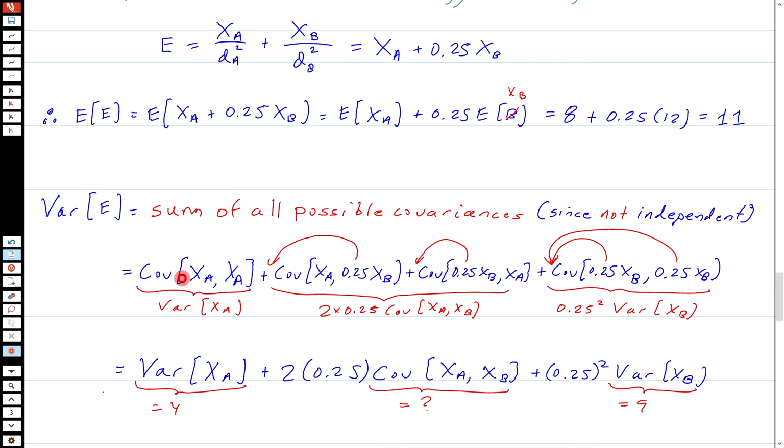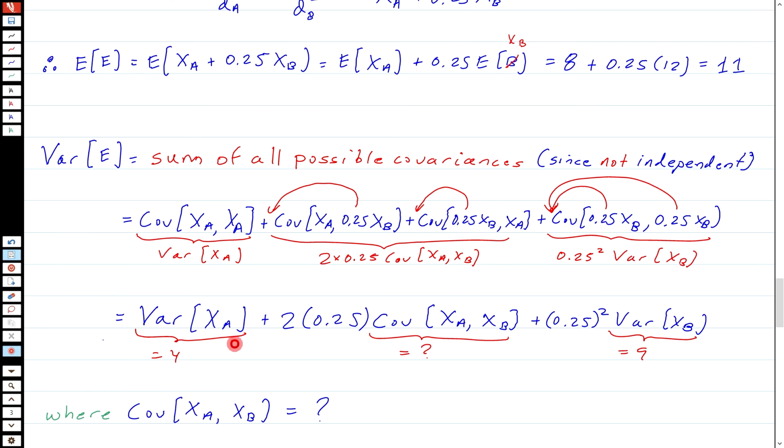Okay, so we've got the covariance between XA and itself, which is the variance of XA. We've got 0.25 covariance between XA and XB. We've got 0.25 covariance between XB and XA, and these two things are the same. So I've got 2 times 0.25 covariance between XA and XB. And finally, the 0.25s both come out front, 0.25 squared, and the covariance between XB and itself is just the variance of XB. So finally I've got the variance of XA plus 2 times 0.25 the covariance of XA and XB, plus 0.25 squared times the variance of XB.